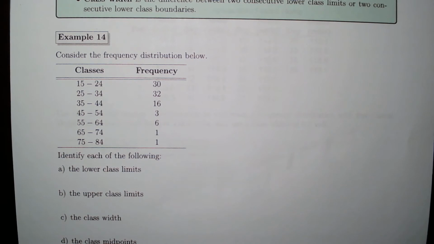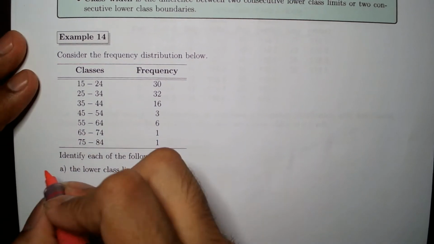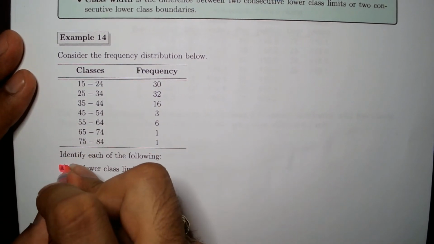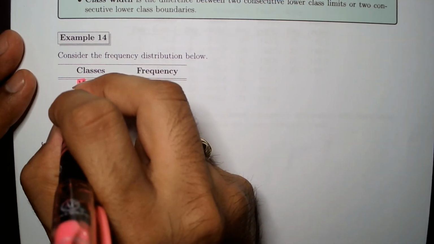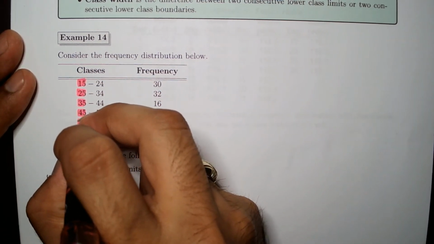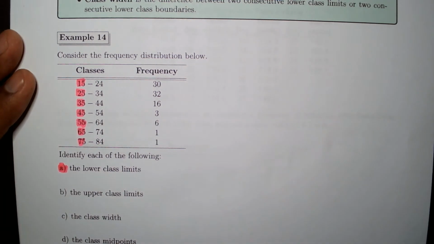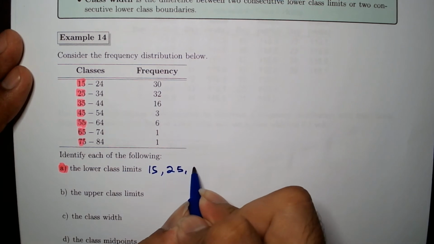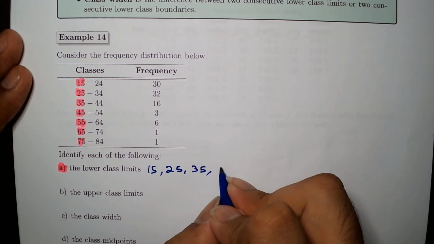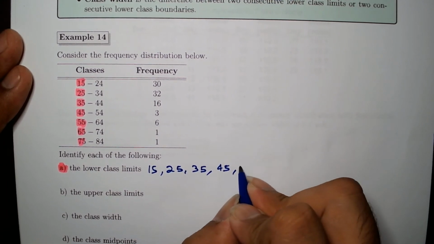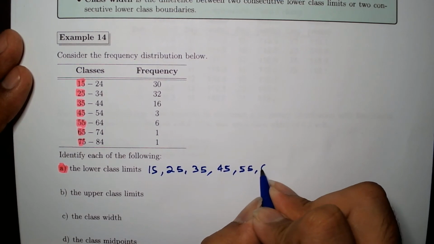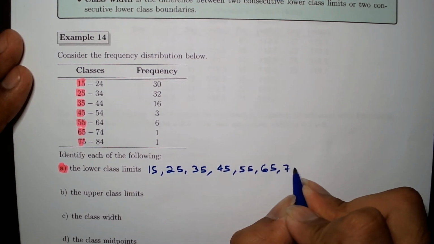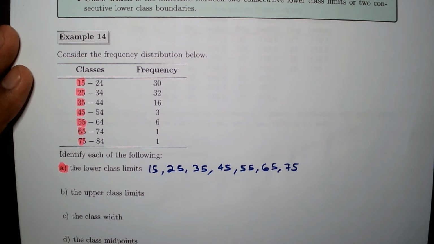The lower class limits. So the lower class limits, I'm going to highlight them with pink, are the lower numbers of each class. So in this case, let's list them. That's 15, 25, 35, 45, 55, 65, and 75.